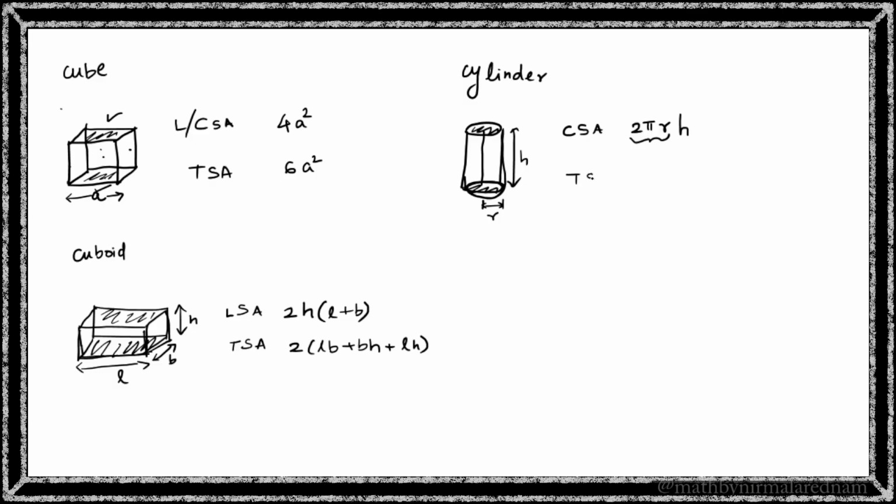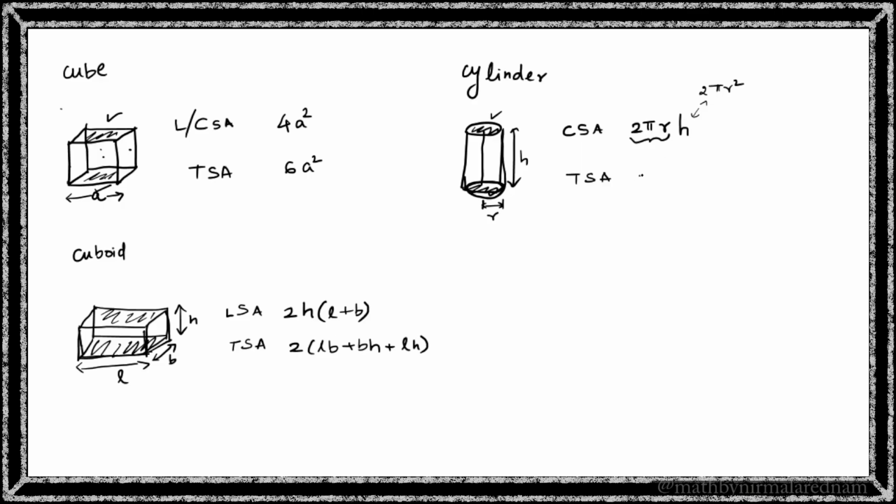Next, when we talk about the total surface area, you simply have to add the base and the top to it, right? The base is a circle, so we know that the area is pi r square. Area of a circle is pi r square. Top is also pi r square, so I have to add 2 pi r square to this. Then I am going to get the total surface area.